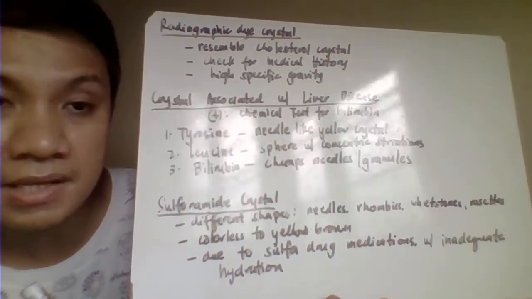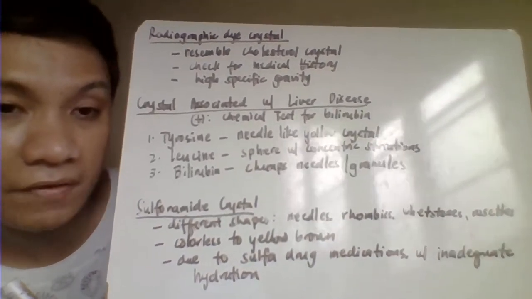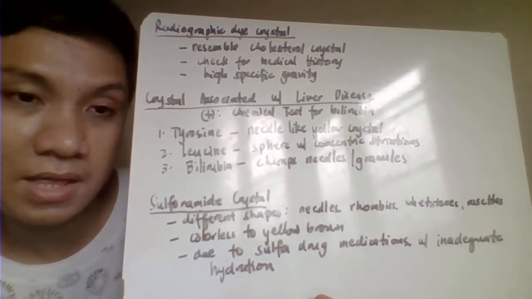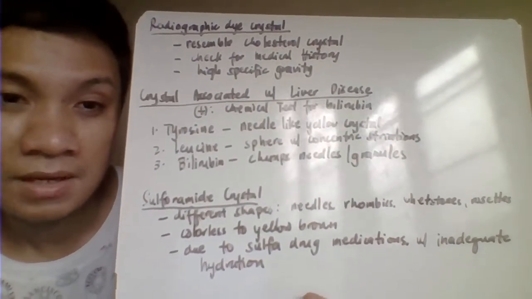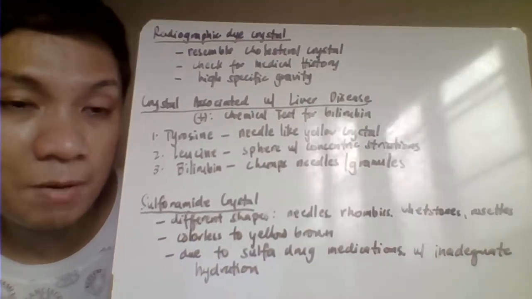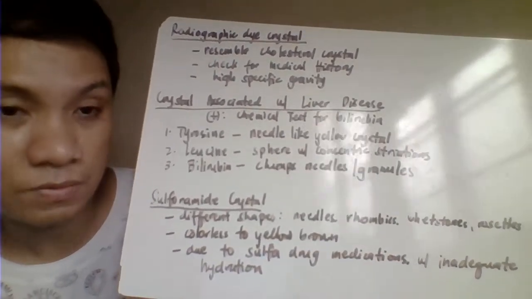And then we also have the crystals associated with liver disorders. It should be positive for the chemical test for bilirubin. That will signify that the patient has a liver problem and is highly infectious.